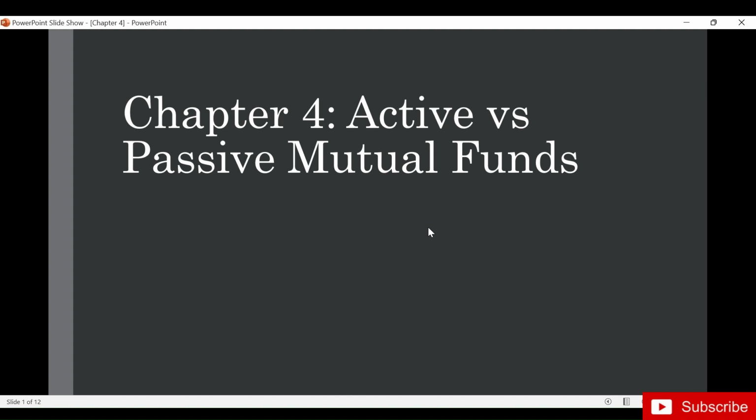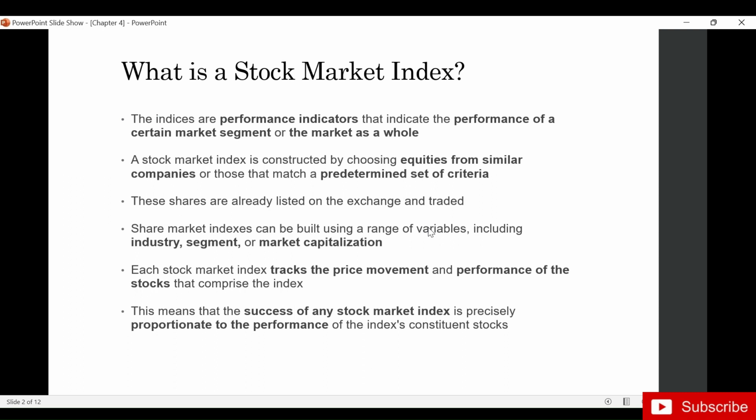Hello friends. So in chapter 4 we are going to discuss active versus passive mutual funds. In lesson 1 we are going to talk about what a stock market index is, and also discuss the different types of stock market indices. So let us first talk about what a stock market index is.